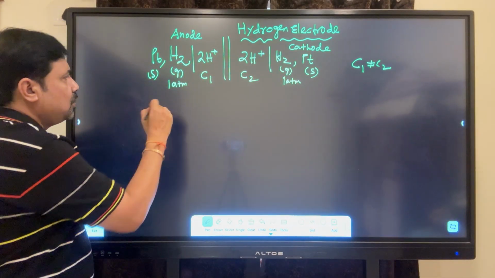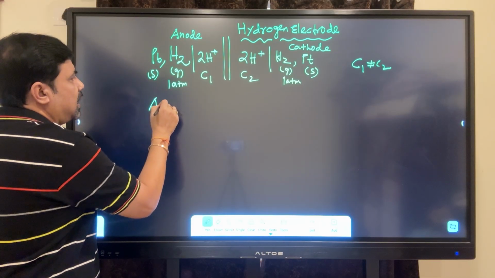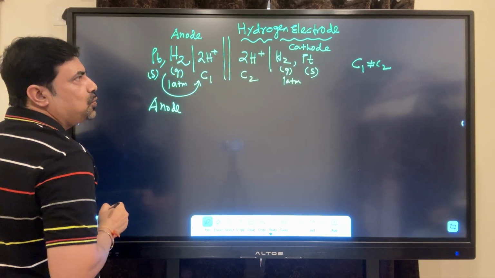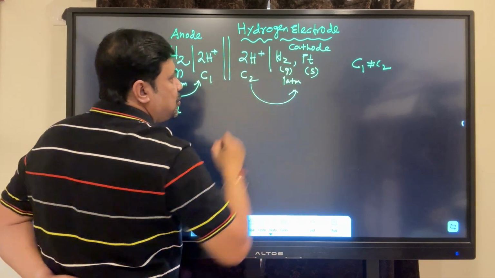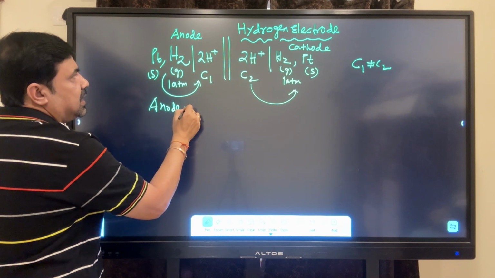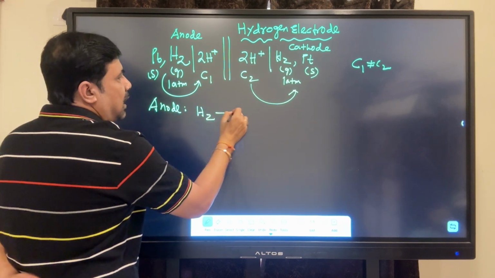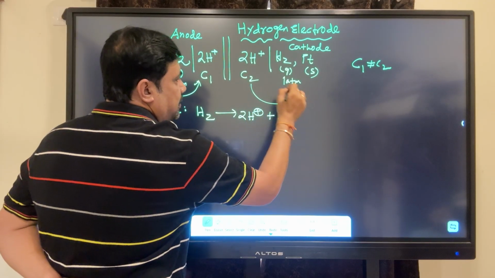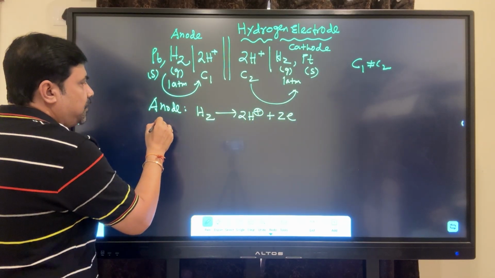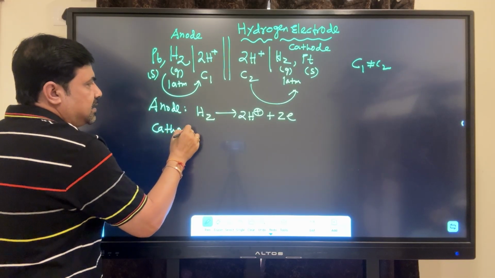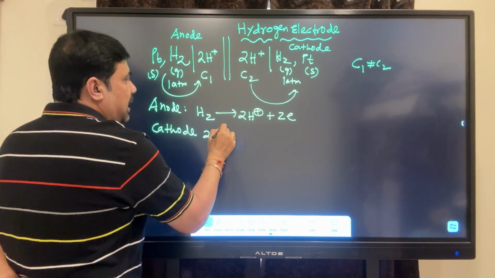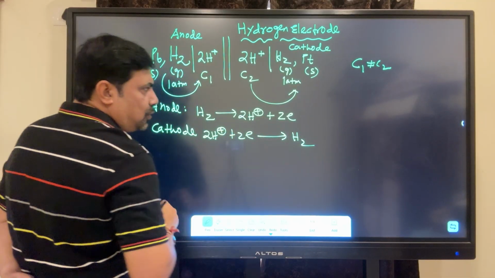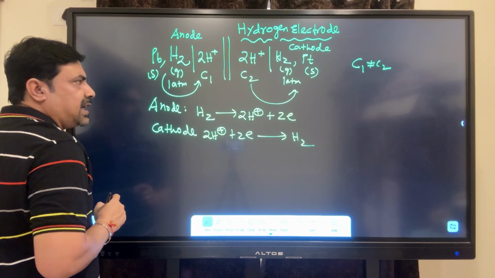Now, if you look at the anode, what is the reaction? Always you need to read it left to right. That means H2 is converting to 2H plus in one, and 2H plus is converting to H2 in the other. In the anode, H2 is converting to 2H plus by loss of 2 electrons. The loss of electrons is oxidation and the gain of electrons is reduction. Whereas in the cathode, 2H plus is taking 2 electrons and converting to H2. This is my anode reaction, this is my cathode reaction.